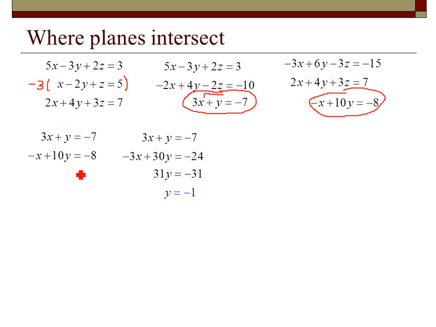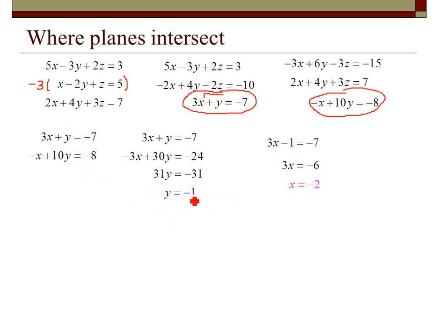Okay, once I know what y equals, I'm going to take y equals -1, and I'm going to plug it back into either one of these two equations. In this case, I'm going to plug into this top equation. Then I can solve for my x. So I end up with x equaling -2.